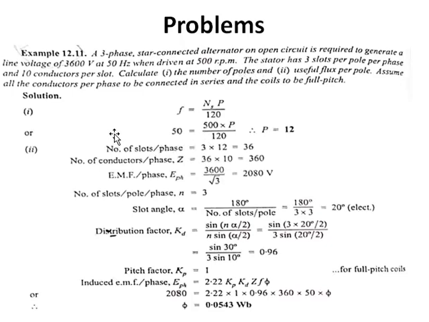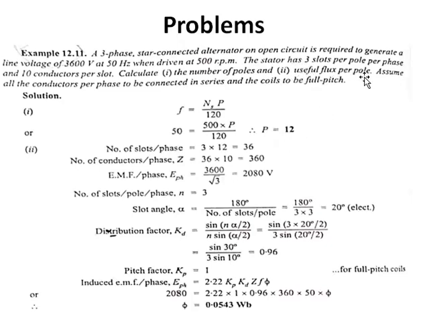How we calculate that is, we know the equation of the frequency. F is equal to NP divided by 120, and N is the rotor speed, 500, and P is the unknown, and F they have given us as 50 Hertz. So in this equation, except P, all the values are given. If you substitute all the values and calculate P, you get P as 12 poles. So 12 poles are there.